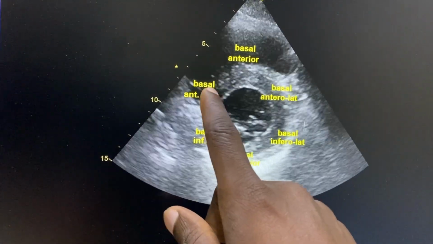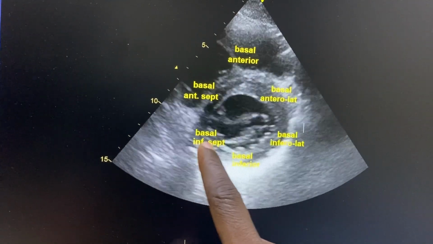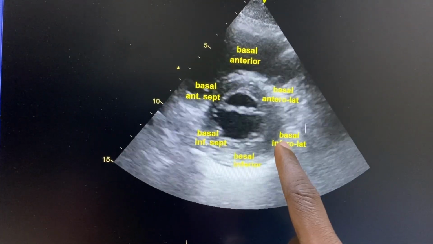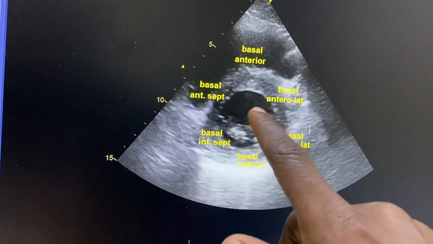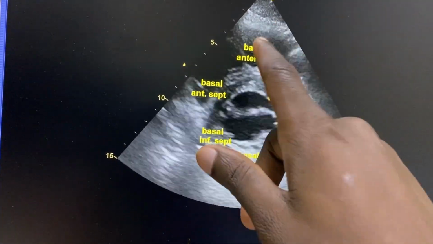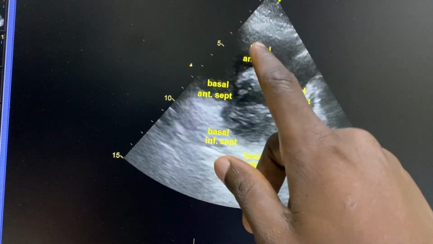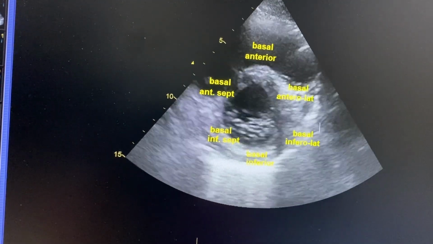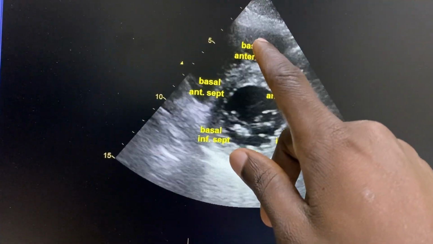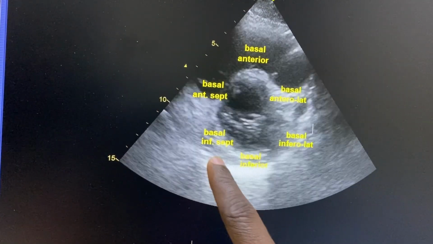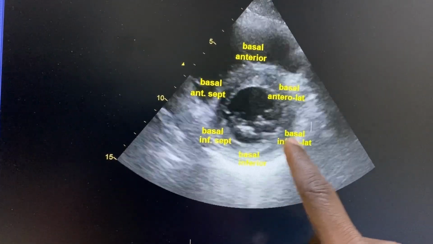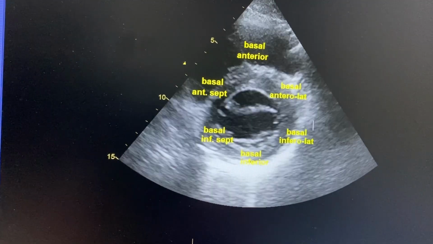Anterior septum, inferior septum, inferior, inferolateral, anterolateral. But because it is at the base, because of the mitral valve, we have to add basal. We add basal anterior septum, basal inferior septum, basal inferior, basal inferolateral, and basal anterolateral.